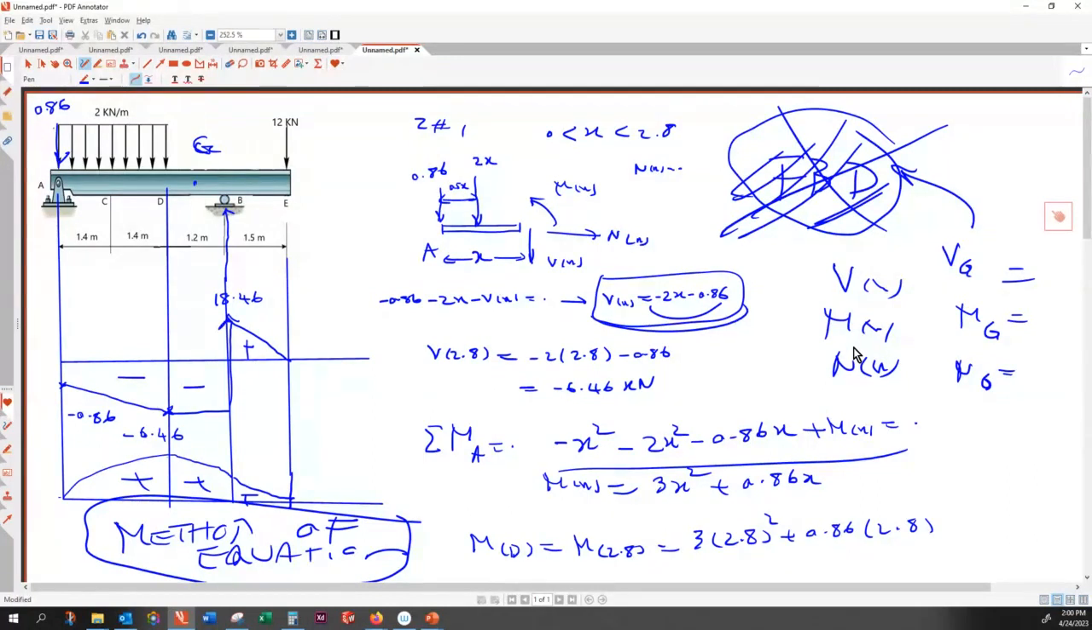Then we attempted a number of problems by free body diagram to find the variation of internal forces, but this is not the preferred technique for the variation. Free body diagram is only useful if I want to find the internal force at one certain point. If I want to see the variation as a function, I have to go to a mathematical technique rather than the free body diagram technique.